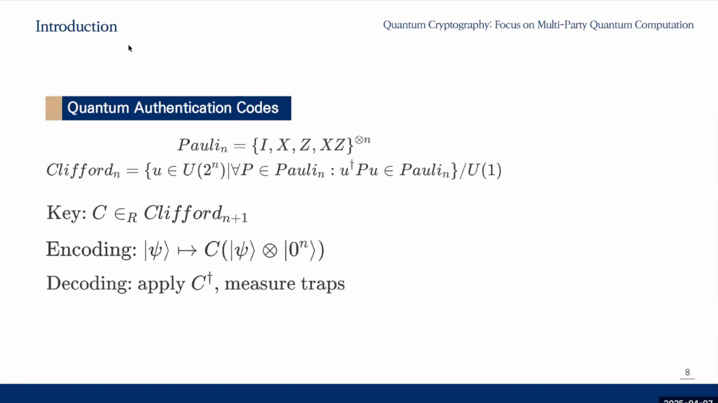The next key building block is quantum authentication codes. To prevent tampering with quantum data, we encode states using a secret Clifford operation. Formally, we take an input state psi and apply a Clifford operation C, along with adding trap qubits initialized to 0. To decode, we apply the inverse Clifford C dagger and measure the trap qubits to check for integrity. This provides security against quantum tampering.